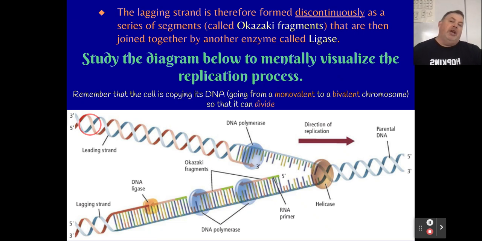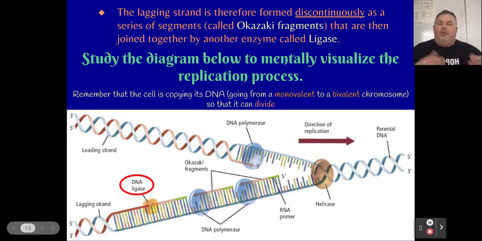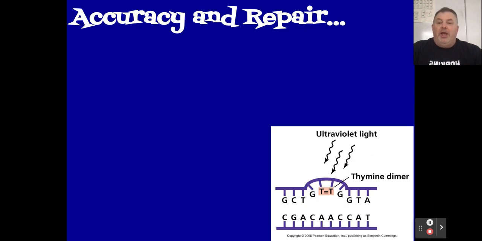Now, what you'll see in your textbooks, they'll refer to this copying process as semi-conservative. In other words, it has a little bit of the new and a little bit of the old. Semi-conservative replication. And that's with all of those enzymes working together to form this complete strand.